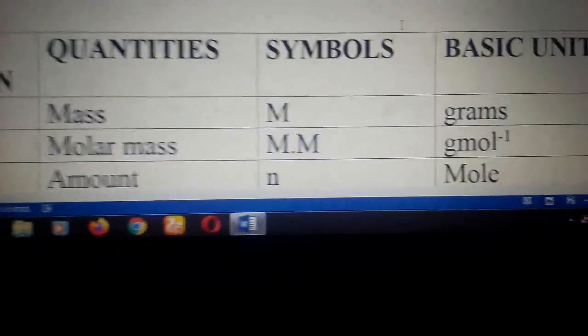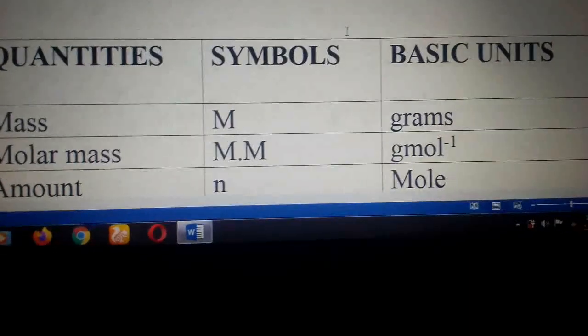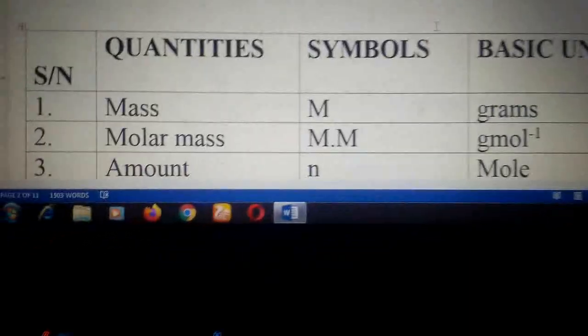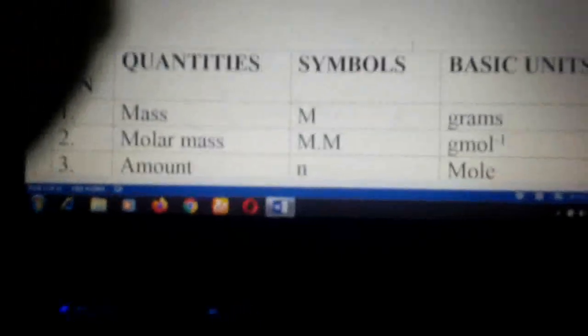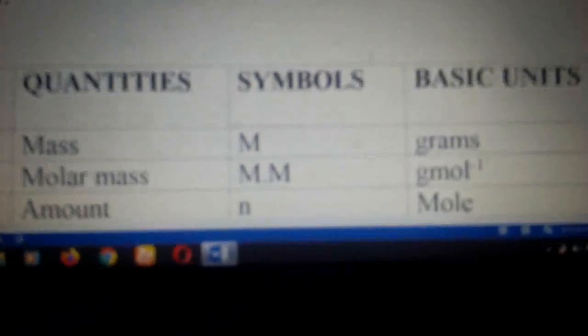Molar mass, symbol MM, unit gram per mole. Amount, symbol is small letter n, unit is mole.